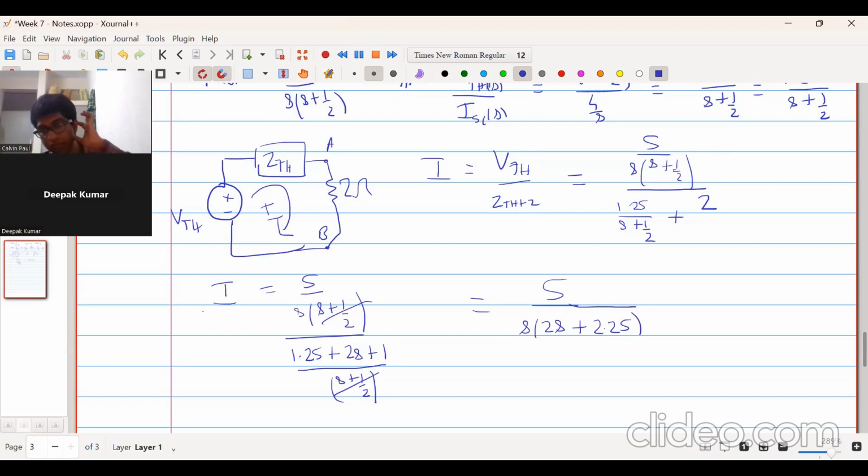This S comes down now. Yes, sir. So this becomes 5 upon 2, you take common out. So 5 upon 2 into S plus 1.125. Any doubts in this? No, sir. Okay.